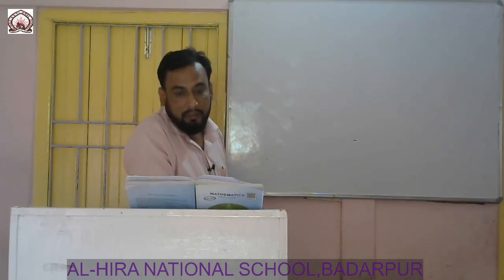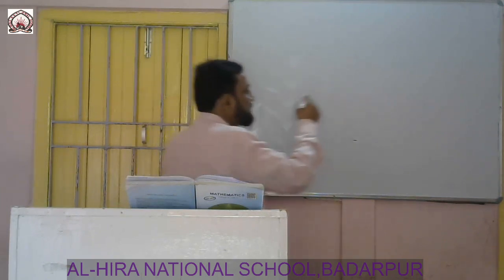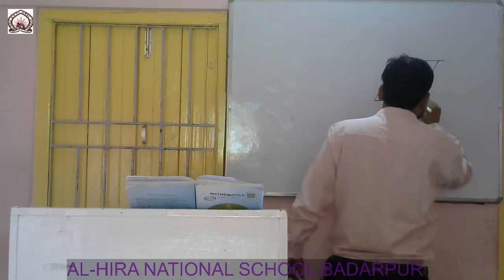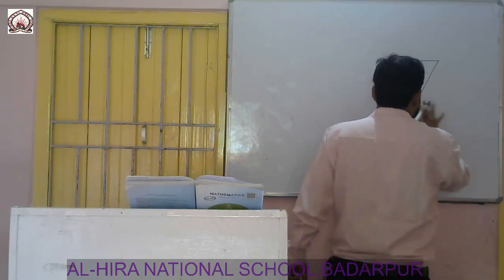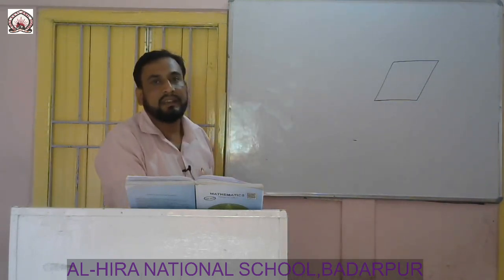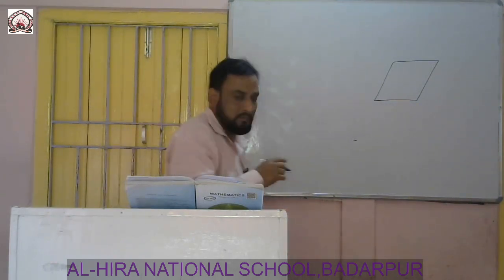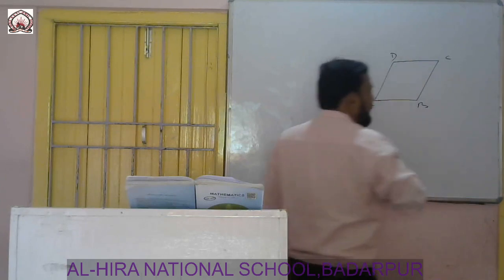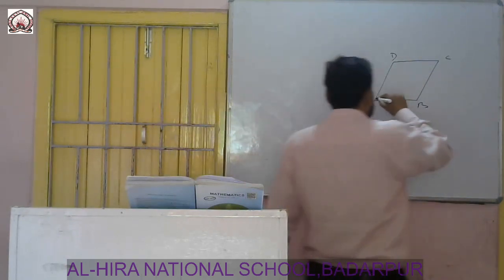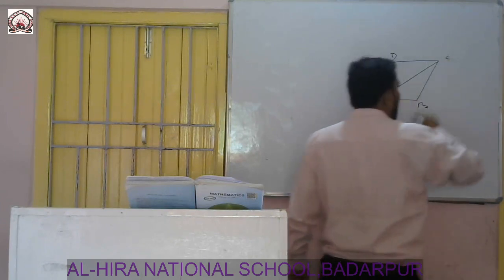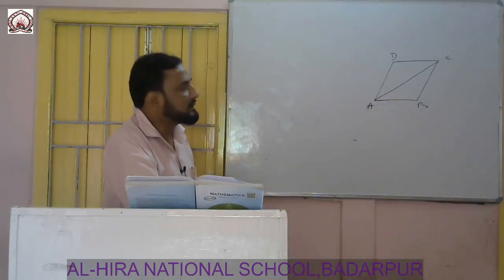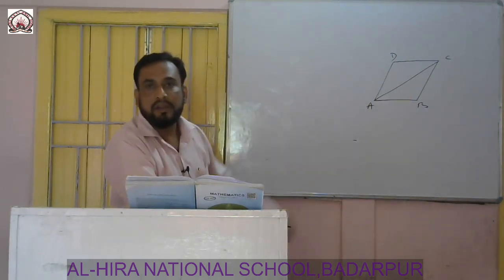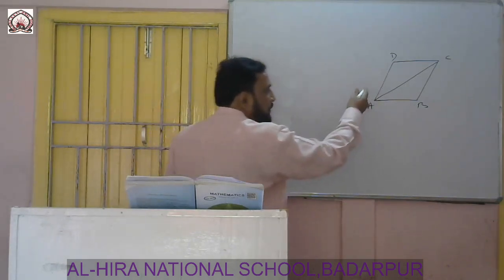The diagonal of a parallelogram divides it into two congruent triangles. So first of all, we are given a parallelogram. Let ABCD be a parallelogram and AC be the diagonal. After drawing the diagonal, we get 2 triangles. We have to prove that these 2 triangles are congruent. So whatever we have drawn, we have to write it.